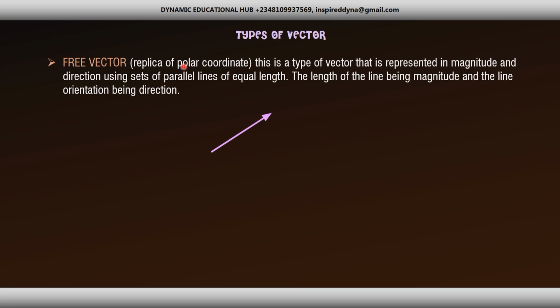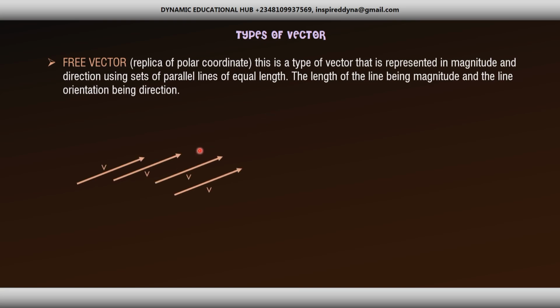Now we are using line. The line we have length, the line we have arrowhead, and the line is going to have orientation from the horizontal plane. So the orientation is the angle, the direction. Now the length represent the magnitude. So you can draw it so far you have equal length and the orientation are the same, which means that when you have parallel lines, each of them is still the same.